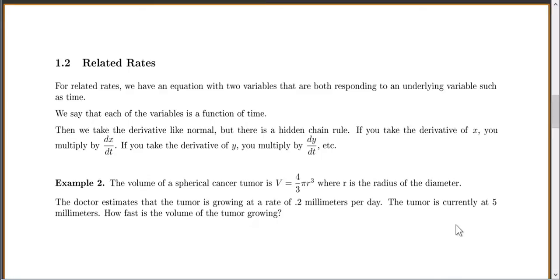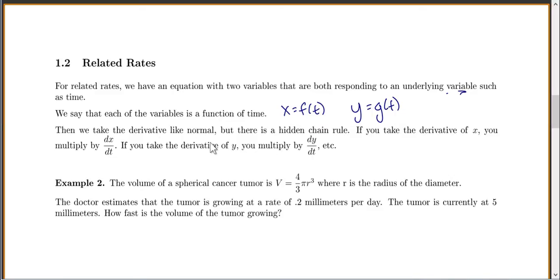Now related rates. For related rates, this is very similar to implicit differentiation in that it's kind of doing a hidden implicit differentiation. So for related rates, we have an equation with two variables that are both responding to an underlying third variable such as time. And we say that each of these variables will then be a function of time. So x is going to be some function of time. We don't know what it is. And y is also some function of time. Again, we don't know what that actual function is. We just know that they're both responding to time somehow.